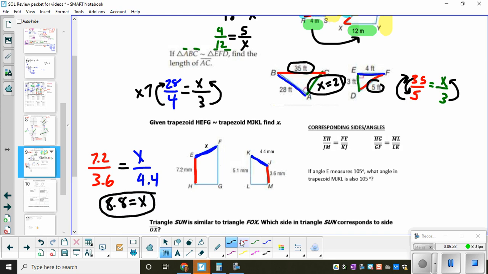Now that we have the answer, some of you might realize that if we took a 3.6 and doubled it, we'd get a 7.2. So again, 3.6 times 2. So 4.4 times 2, and we get the same answer.